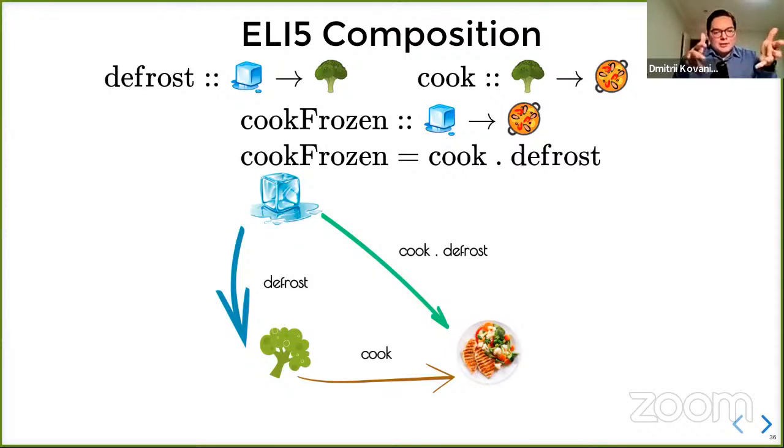So if we can do this in one step, we can have another function that moves us from one state, like frozen broccoli, what we have now, to the desired state. Like when we want to have a meal, we want to eat. It's pretty late in the evening in the end. So we just use this composition, and the composition allows us to create a new function.